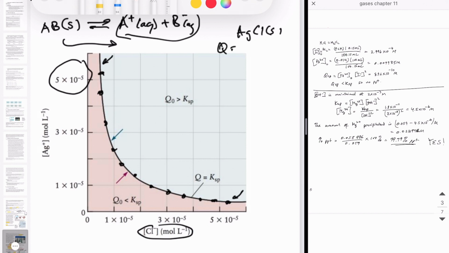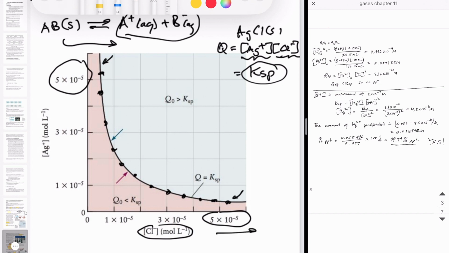Because the Q expression is just Ag plus times Cl minus. Okay, so if this number is really large, that number for chloride has to be really small because the product has to equal KSP, to start seeing a precipitate. So this is a constant. So if one number goes up, the other number has to go down. And similarly here, when the chloride ion increased by a lot on the right side of this x-axis, then the value of the silver ion concentration has to be small.